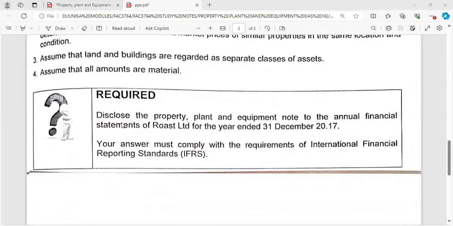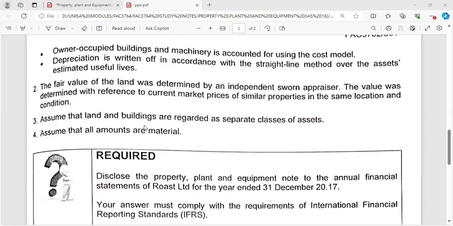When you are in the exam, remember there is no time. I always say this. So you should have a strategy to quickly answer the question. In this case, look at the question. What am I required to do? They want you to disclose the property, plant, and equipment note to the annual financial statements of Rost Limited for the year ended 31 December 2017. And we should comply with the standard, right?